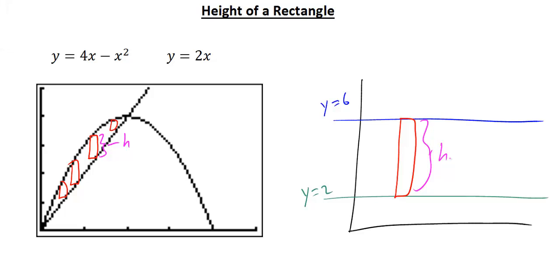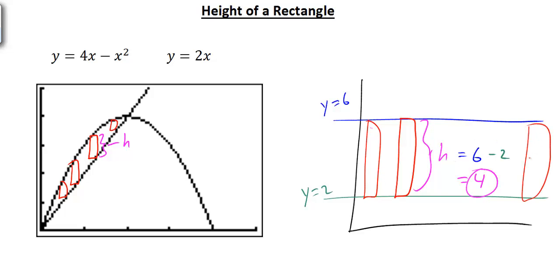And again, no matter where I draw the rectangle, I want to know what is the height in between these two particular graphs. Well, you would probably think intuitively, you would take your top function, which is 6, and the bottom function is 2, so you would take the top, 6 minus 2, and say, well, the height is going to be 4. And that is correct. No matter where we draw our rectangle here, the height is always going to be 4 because we have two horizontal lines. The height of any rectangle here is 6 minus 2, which is 4.